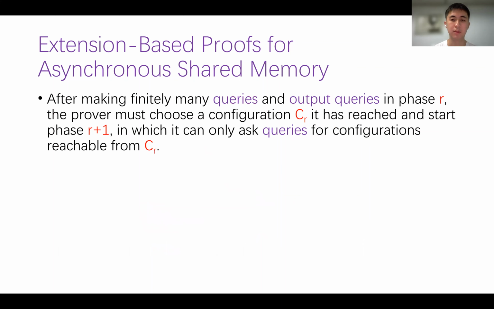After making finitely many queries in phase R, the prover must choose a configuration CR it has just reached in this phase, and start phase R plus 1. Phase R plus 1 is the same as phase R, except that the prover can only ask queries for configurations reachable from CR, the configuration it has just chosen.